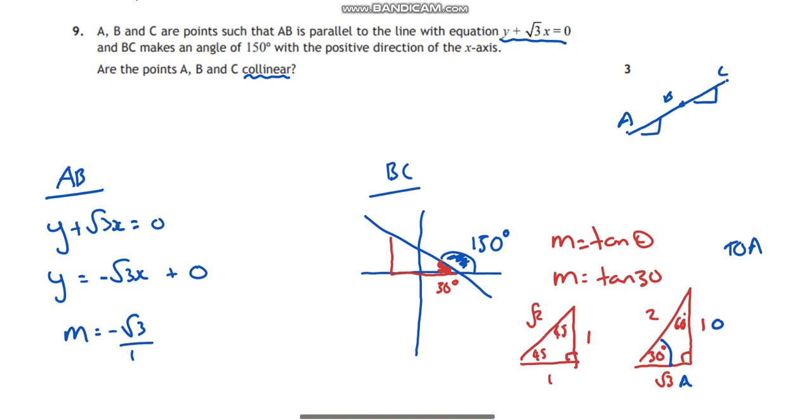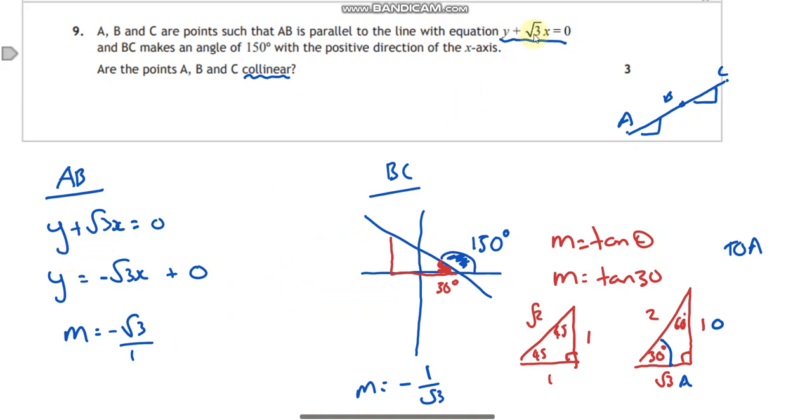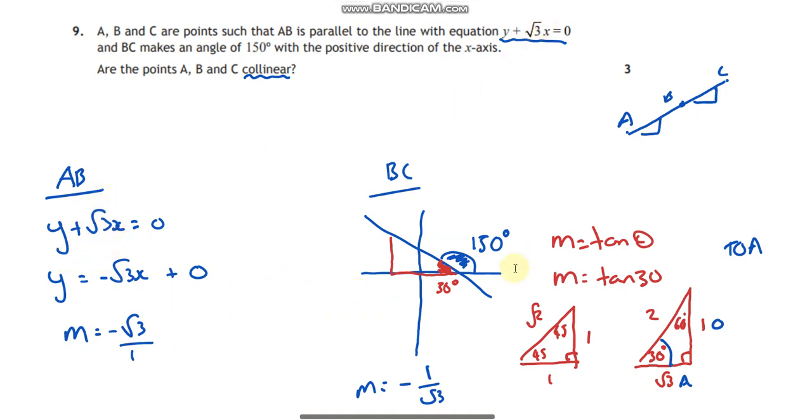So the m for this one is negative 1 over root 3, because negative is going down this way. I just need to infer that from the sketch, and opposite over adjacent is 1 over root 3. So they're both negative, but this one is 1 over root 3, whereas this one is negative root 3 over 1. So they're not collinear, they don't have the same gradient. But I quite like that question because it makes you think a little bit about the gradients.